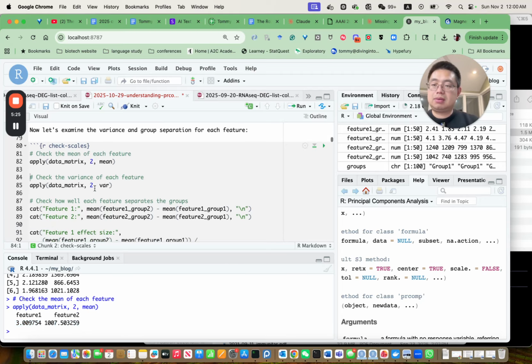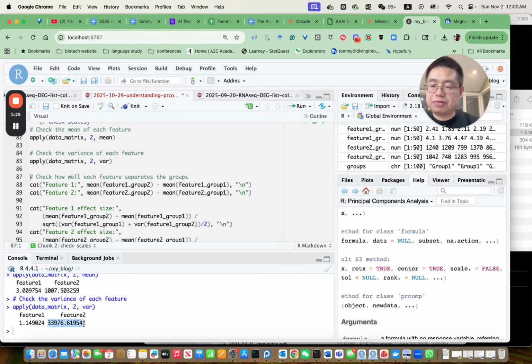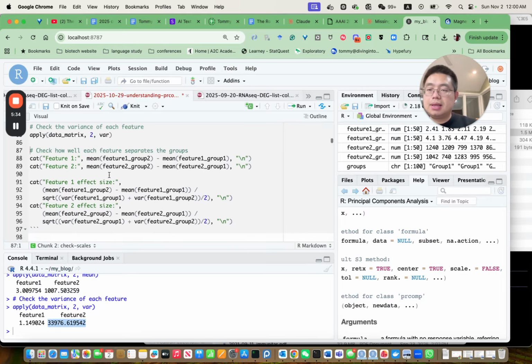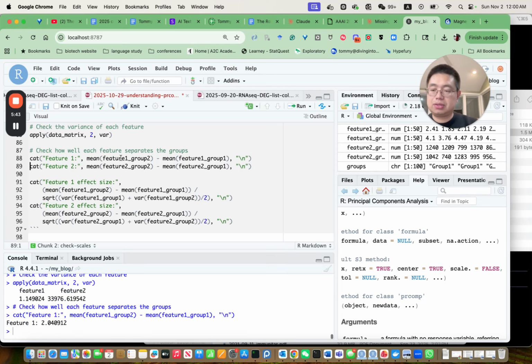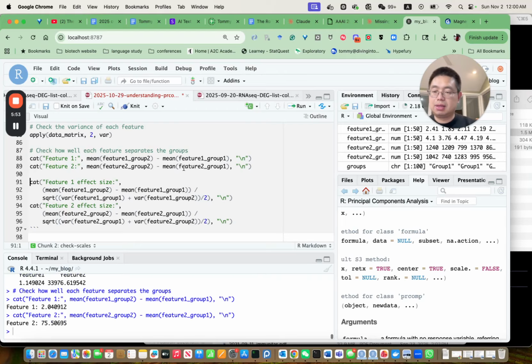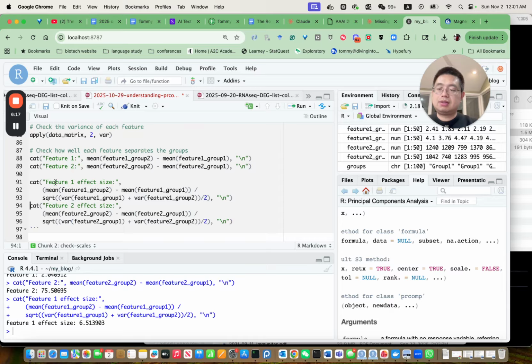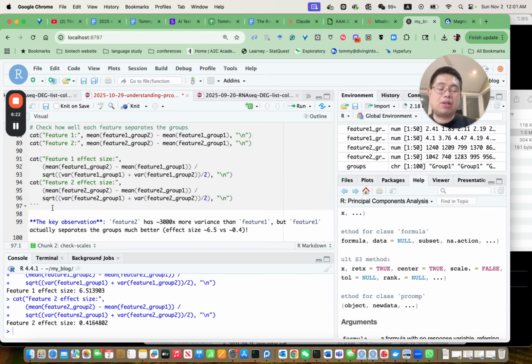It's much bigger. Similarly, we can calculate the variance, and again the variance for feature 2 is much bigger than feature 1. We can check how well each feature separates those two groups by calculating the differences of the means. For feature 1, the mean difference is 2, group 2 minus group 1. For feature 2, the difference between group 1 and group 2 is 75. It looks much bigger, but we need to calculate the effect size, taking the variance into account. So we divide by the square root of the sum of the variances divided by 2. For feature 1, the effect size is 6.5, and for feature 2, because the variance is so big, the effect size is only 0.416. So feature 1 is actually more useful to separate these two groups.